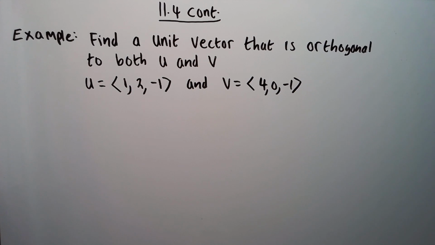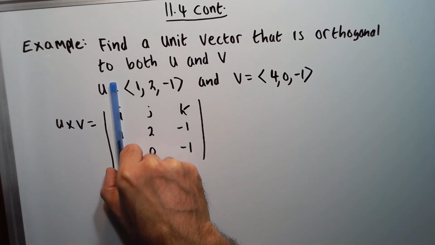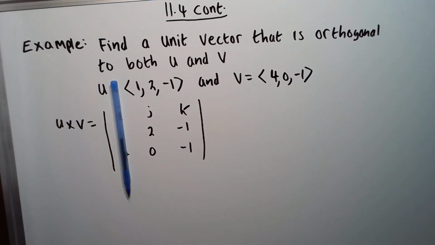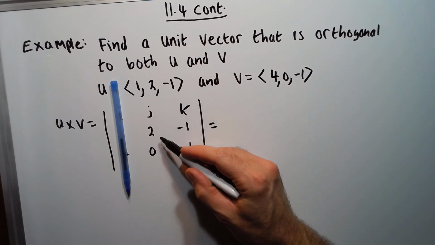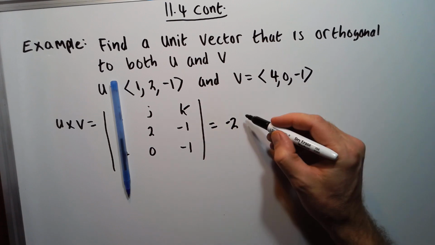So to find this vector, we're going to find the cross product of these two first. So let's do that. Okay, so I've written my cross product definition, so let's start doing it here. So we'll do the I component first. So cover the I column. So it's going to be then 2 times minus 2, so it'll be minus 2. And minus 1 times 0, so minus 0.